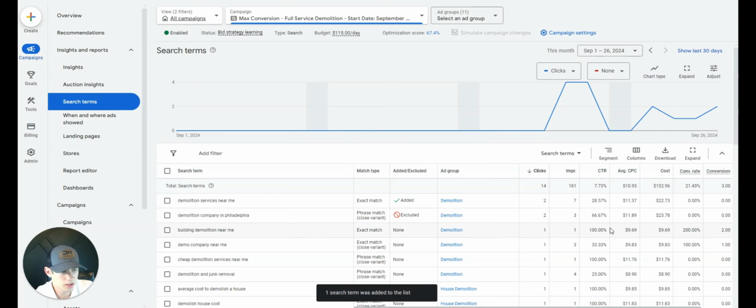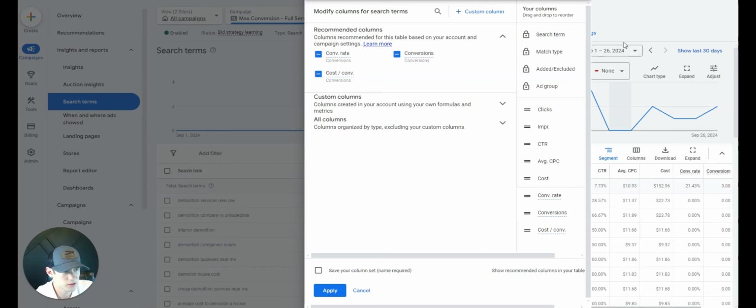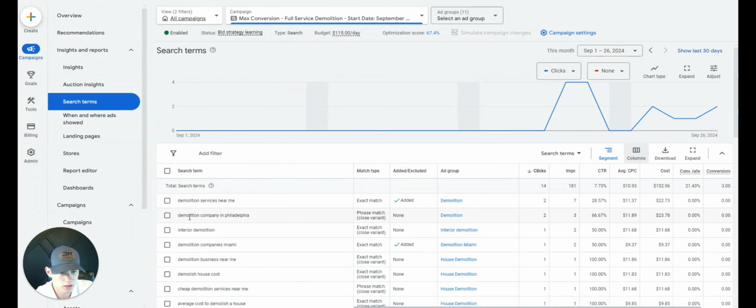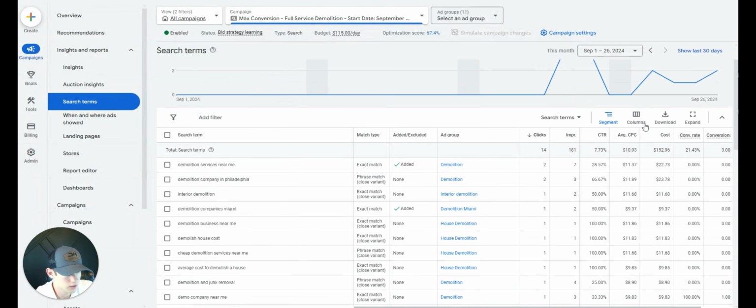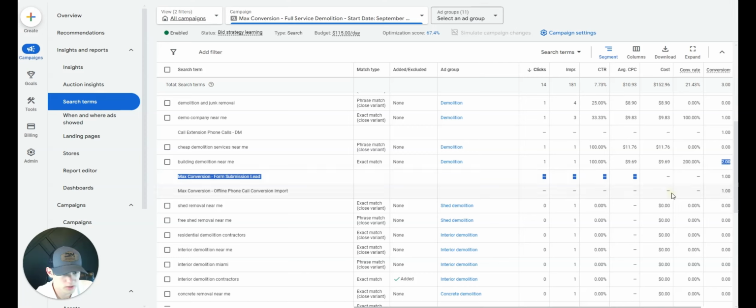Building demolition near me. It looks like the conversion counted twice, so I imagine they submitted a form and called. Let's see here. Segment these as conversion action. And let's see. Yeah. So they submitted a form and they called, so that does count as two conversions. And it should only count as one, but it's hard to track that. But this person, whoever reached out, they reached out through form and phone call.